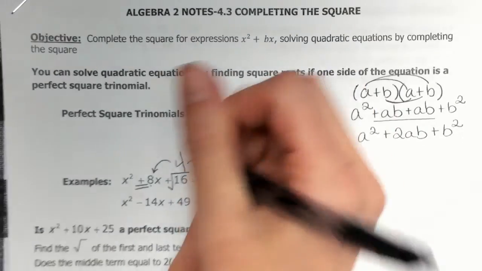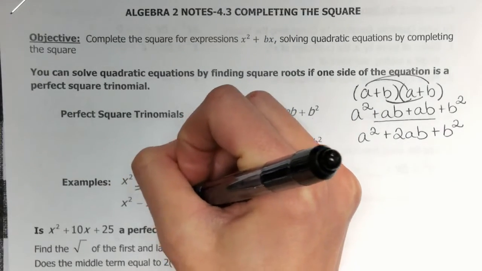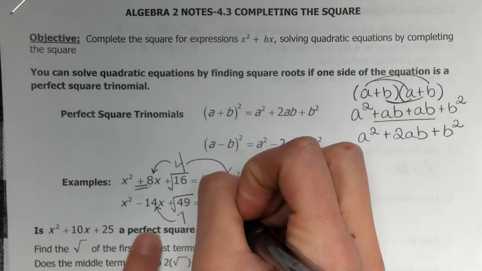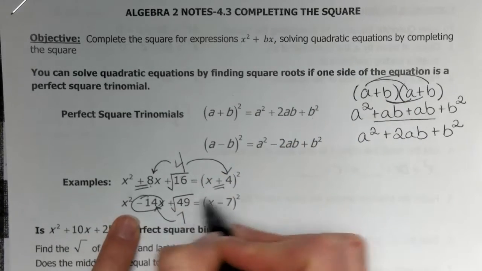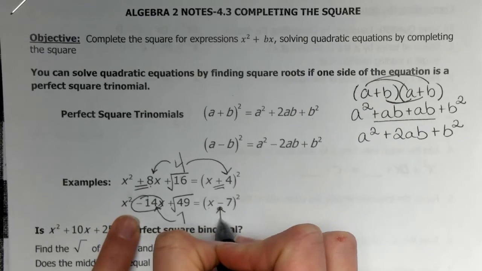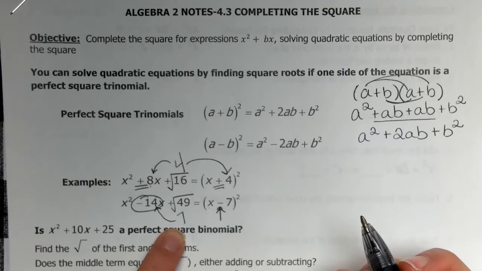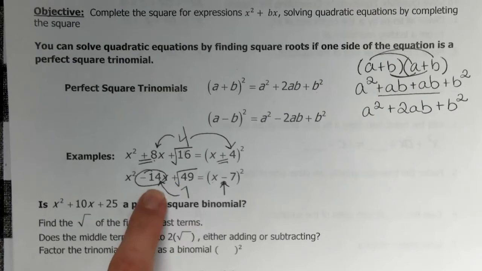So same thing happens with x squared minus 14x plus 49. If I take the square root of 49, that gives me 7. If I double it, will it give me 14? Yes. So when I do my factored form, I've got x. Notice that that 14 is a negative, so I have a minus in parentheses, and then I have my 7 squared. So every time we're taking the square root, and then we're doubling it in order to verify that it's a perfect square trinomial.